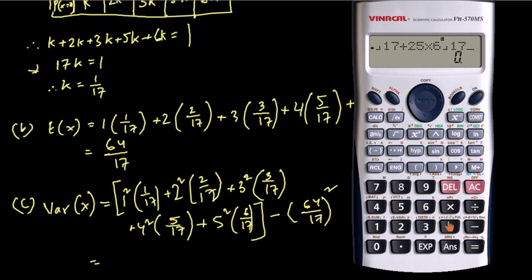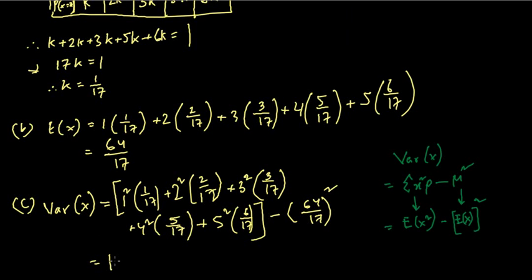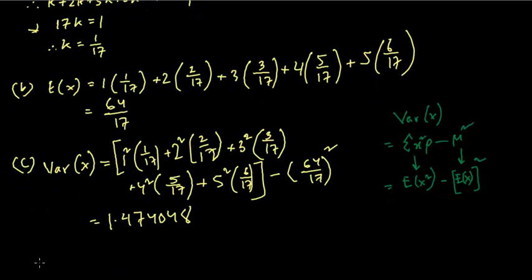So that means this minus, we have 64 by 17, so let's put it in a bracket, 64 by 17 whole squared. That makes it 1.474048, and they told us to write down the answer as three significant figures, so we can write down the answer as 1.47. So that's done. Let's move on to the next one.